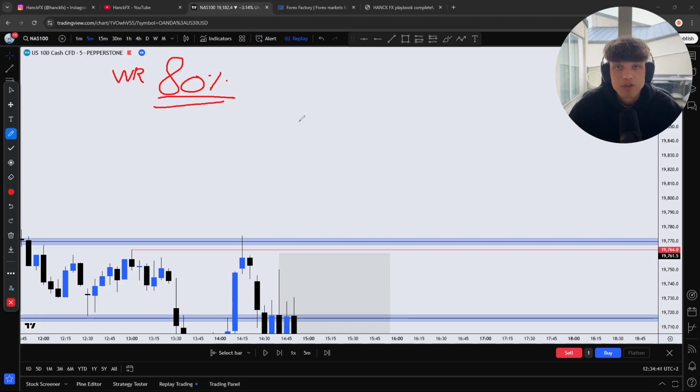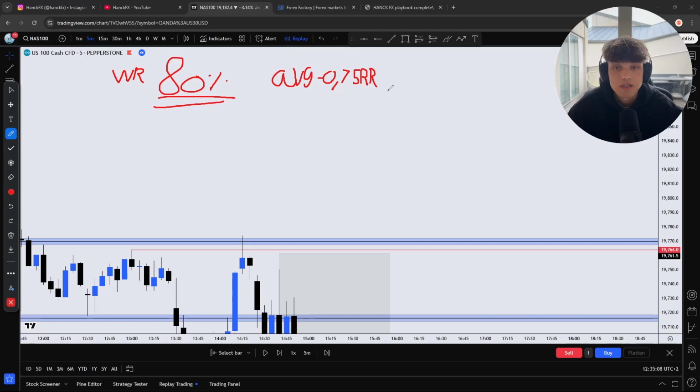Now, my average loss is not -1 R. It's not. My average loss is about 0.75 R, okay? Because I constantly manage and constantly trail my stop whenever the trade is going on, because I do it logically. So I very rarely lose 1 R. I lose about 0.75 R on average, right?